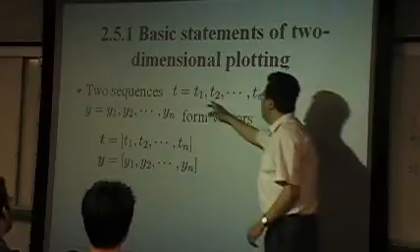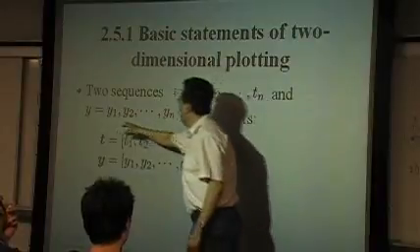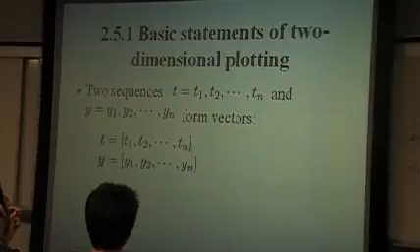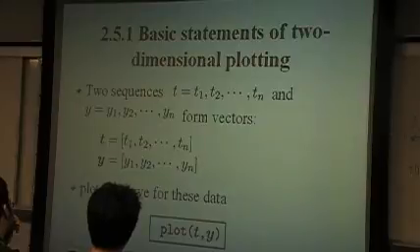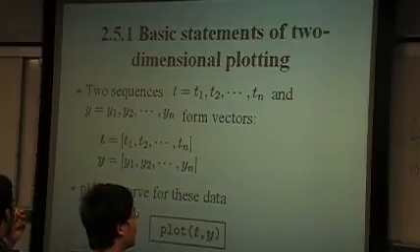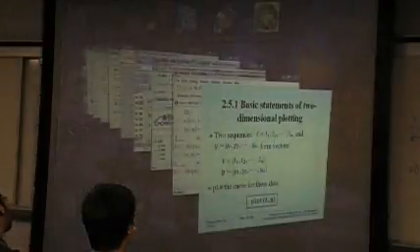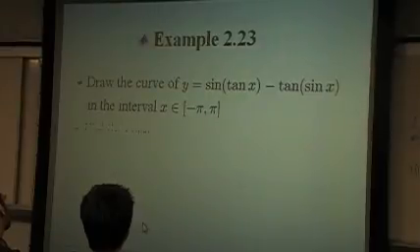What you need to do is to simply create a T vector and then a Y vector. In that case, there are two vectors. And then you can use the plot command, and you can draw the curve directly. I have already demonstrated this part by this curve. It is similar. If you have two vectors of the same size, you can use the plot command.